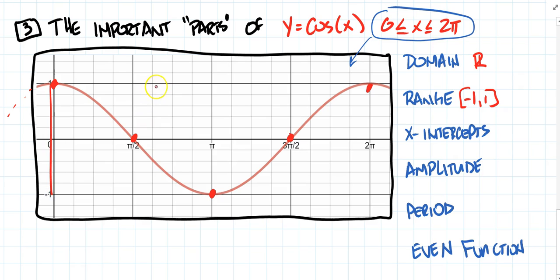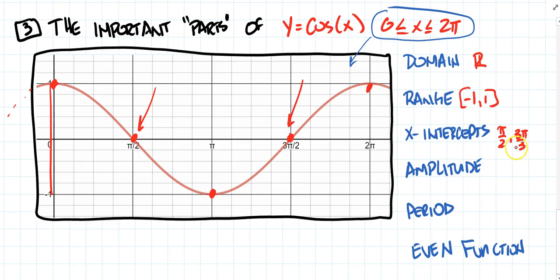The x-intercepts: there's one there at pi over 2, and here's another one at 3 pi over 2. And then in general, it would be every odd multiple of pi over 2, like 1 pi over 2, 3 pi over 2, 5 pi over 2, and so on. So in general, we say every odd multiple.